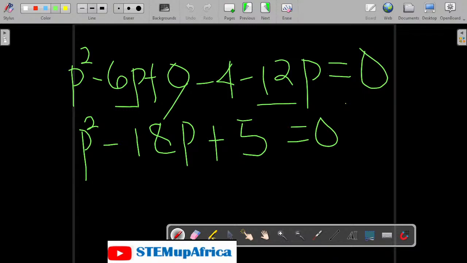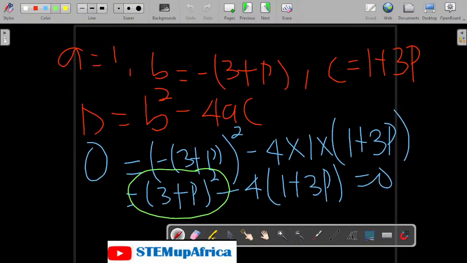So all you need to do is to factorize this expression. What can you multiply to give you 5, and you add up, it gives you minus 6? What can you multiply to give you 5?